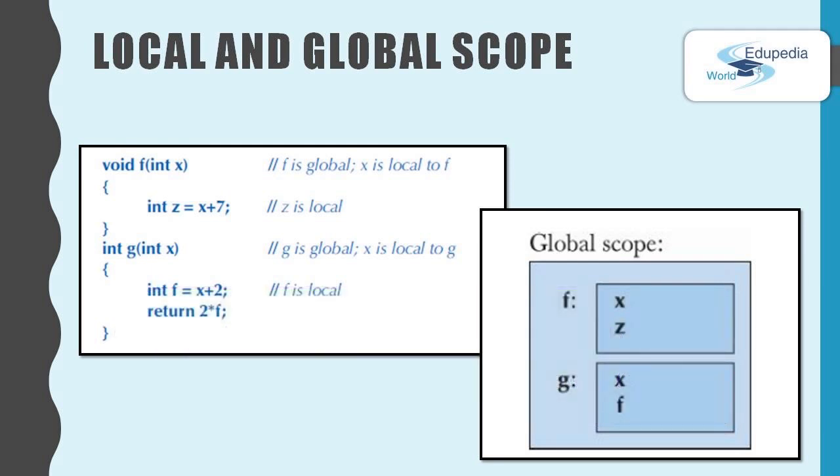Now the int variable z defined in the function f is local to the function f, and the same goes for the int variable y in the function g. It is local to function g. This scenario is illustrated in the bottom picture. If you use the int variable z in the function g, you will get a scope error.